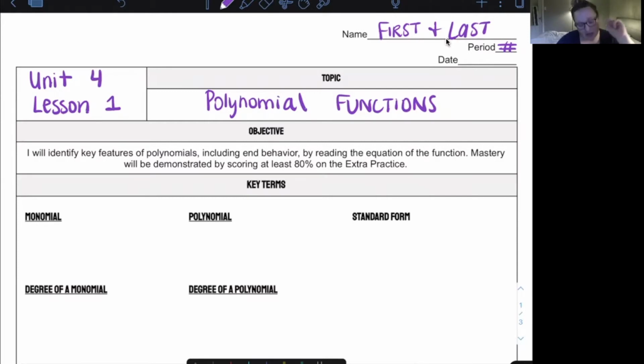So this is unit 4, lesson 1. Our main topic is polynomial functions. We're going to be talking about all things polynomials today. You're going to learn how to name and describe polynomials just by looking at their equations. So our objective today is: I will identify key features of polynomials, including end behavior, by reading the equation of the function. And you're going to show mastery by scoring at least 80% on today's extra practice.